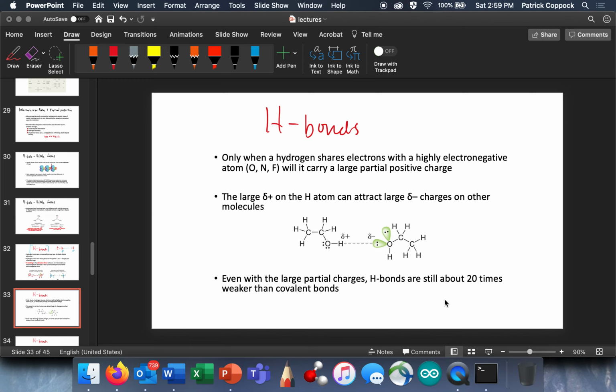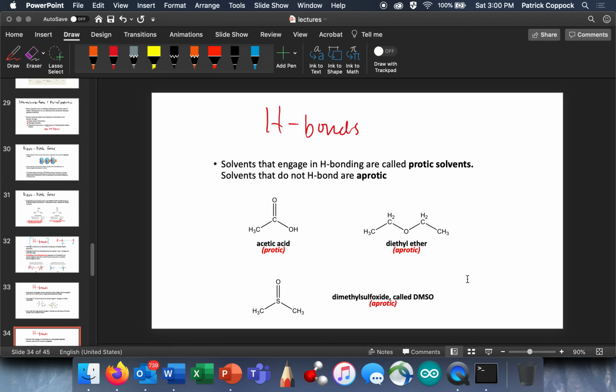So only when hydrogen shares electrons with highly electronegative elements, oxygen, nitrogen, or fluorine, will it carry that partial positive charge. The large partial positive in the hydrogen atom can attract the negatives on the other ones, which we showed with a diagram in the previous slide. Now, this is important to point out: even with these large partial charges, hydrogen bonds are still about 20 times weaker than covalent bonds, all right? But for intermolecular forces, a very big deal, okay?